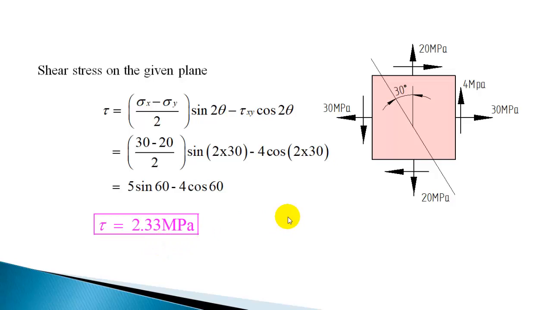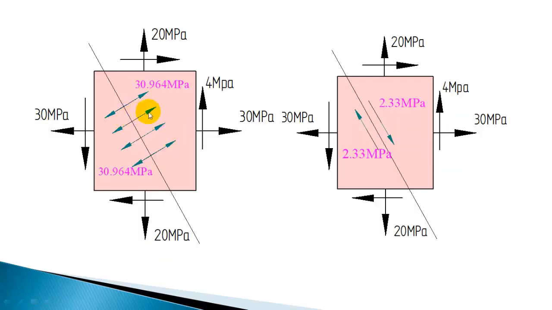I'll show you the normal and shear stress on that plane. So normal stress is acting like this, normal to the plane, and the magnitude is 30.964. So as a result of these stresses on this plane, which is inclined 30 degrees from the vertical, the normal stress acting is 30.964. So per unit area, that is per mm square, 30.964 newton is the force acting in this direction, perpendicular to this plane. Now along the plane, the shear stress is 2.33 megapascal.